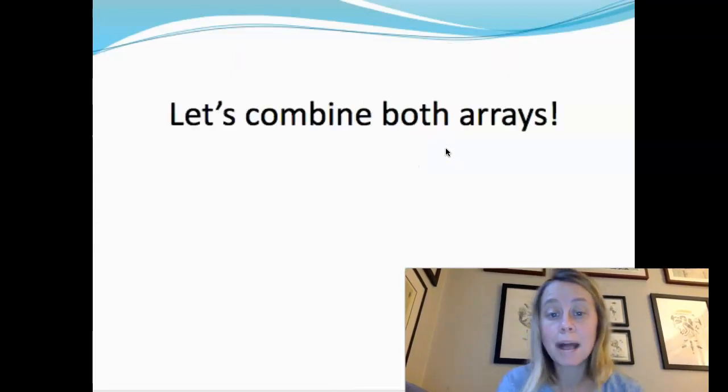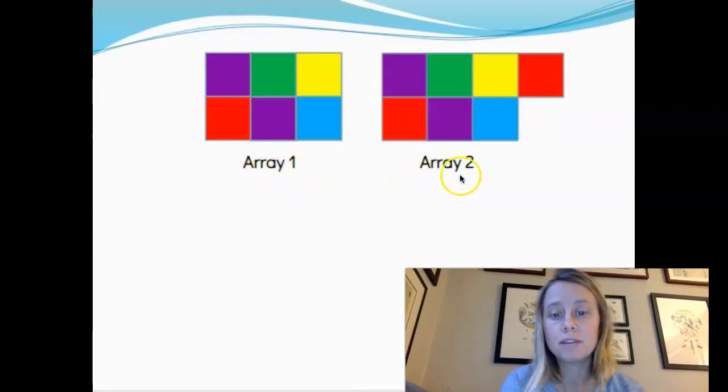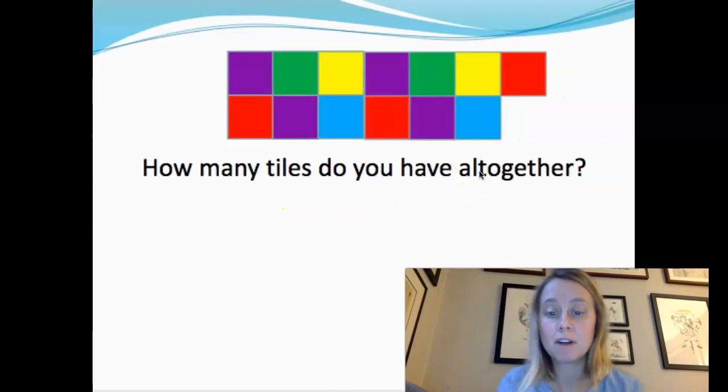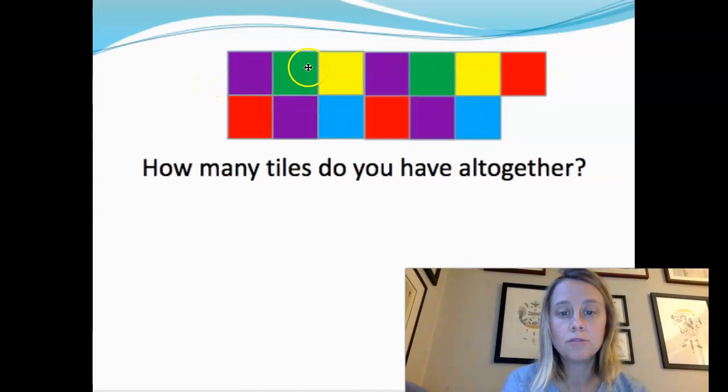Okay, so now we're combining both arrays just like we did before. Array 1 is 6, array 2 is 7. Remember, array 1 is even, and array 2 is odd. So we're combining an even and an odd number. How many tiles do we have all together? Let's count. 1, 2, 3, 4, 5, 6, 7, 8, 9, 10, 11, 12, 13.